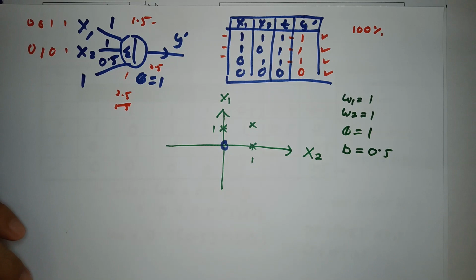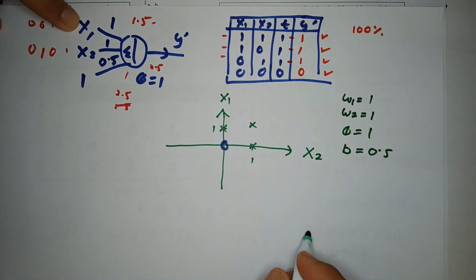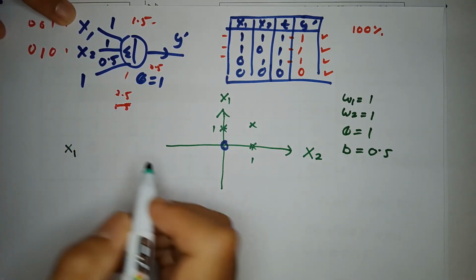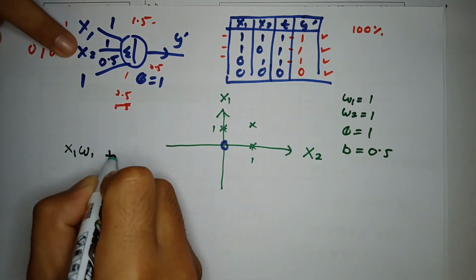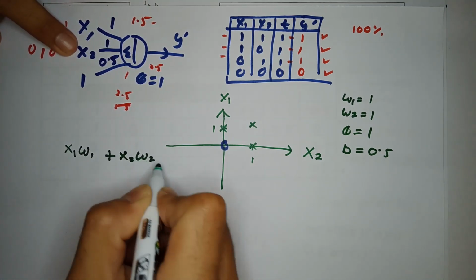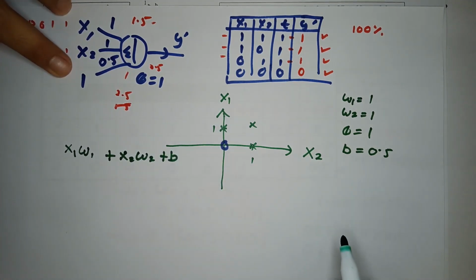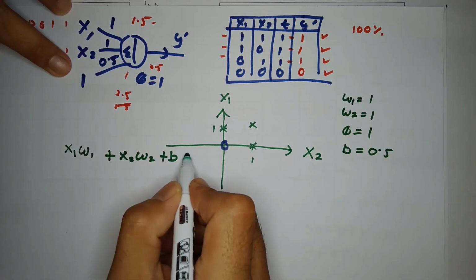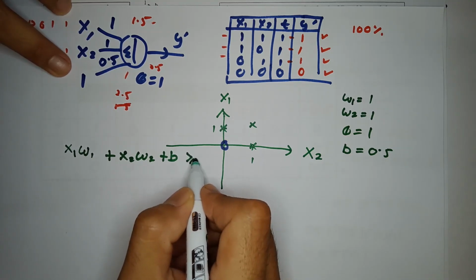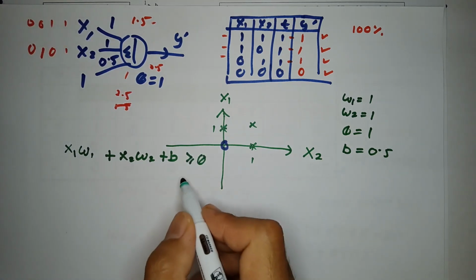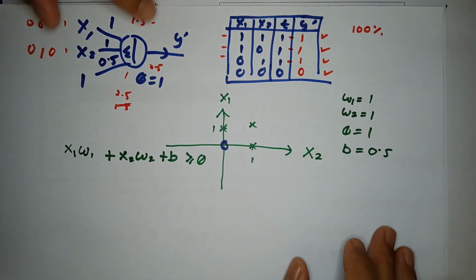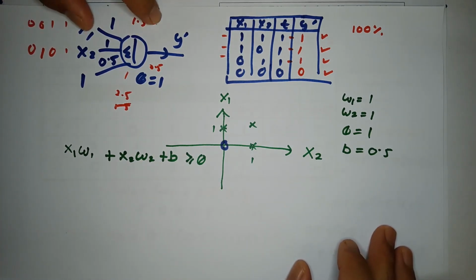To do that, let's look at our general equation for this particular neuron case. The general equation will be x1 w1 plus x2 w2 plus b. In this case it can be with some condition, either higher or lower with respect to the theta. So this is our general equation that we use in order to test the performance of our neuron.